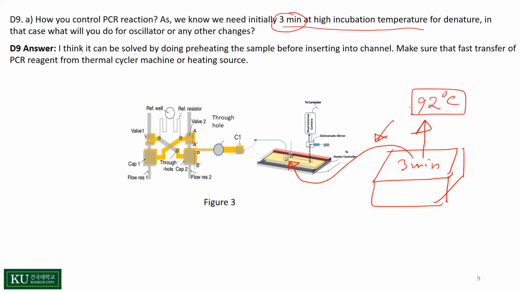So at 92 degrees centigrade, there is a temperature gap between the atmospheric temperature and this temperature. So cooling will be faster. In that case, we should do the transfer very quickly from here to here.